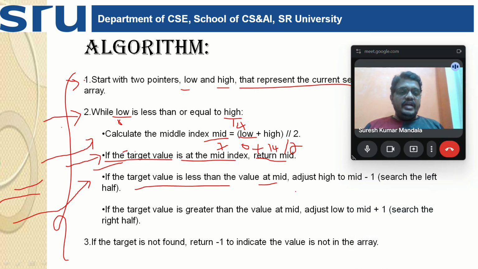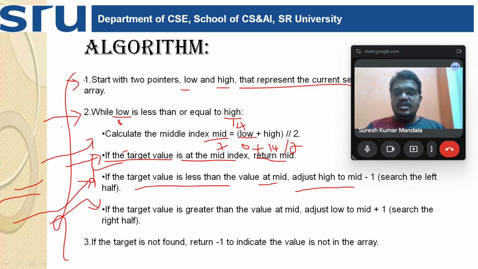adjust the high and mid value, so search the left half. What they are trying to say in this line: if the target value is less than the middle value, what do we have to do? We have to change the last element to the middle element. Next step: if the target value is greater, then what value do we have to change? We have to change the starting index to the right side of the middle index. These two things we have to remember while writing the code.